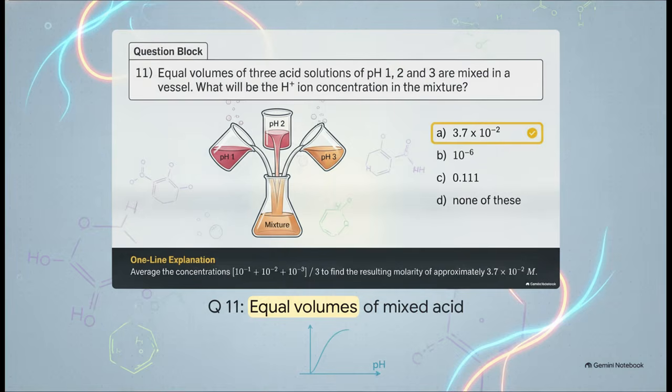Question block. 11. Equal volumes of 3 acid solutions of pH 1, 2, and 3 are mixed in a vessel. What will be the H plus ion concentration in the mixture? A. 3.7 times 10 to the power of negative 2. B. 10 to the power of negative 6. C. 0.111. D. None of these. Answer is A. One-line explanation. Average the concentrations 10 to the power of negative 1 plus 10 to the power of negative 2 plus 10 to the power of negative 3 divided by 3 to find the resulting molarity of approximately 3.7 times 10 to the power of negative 2 M.